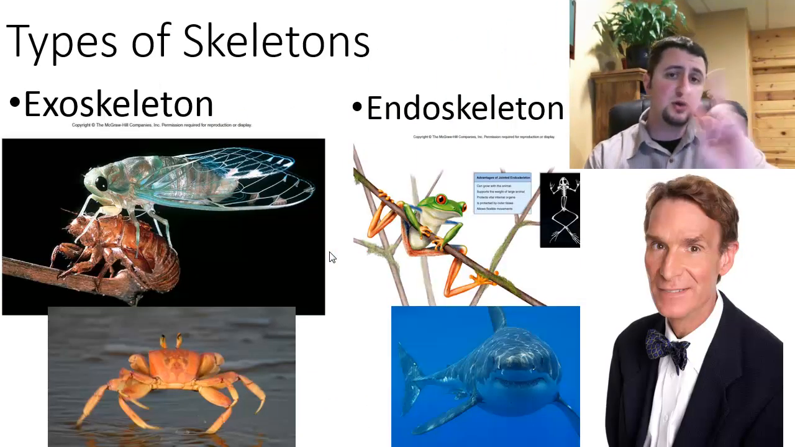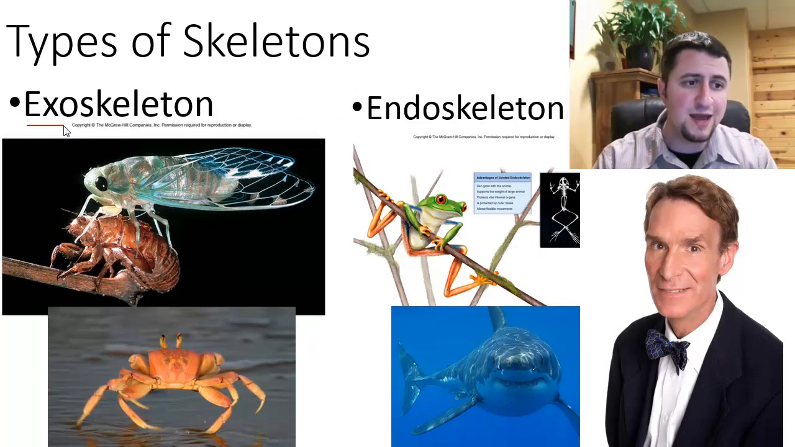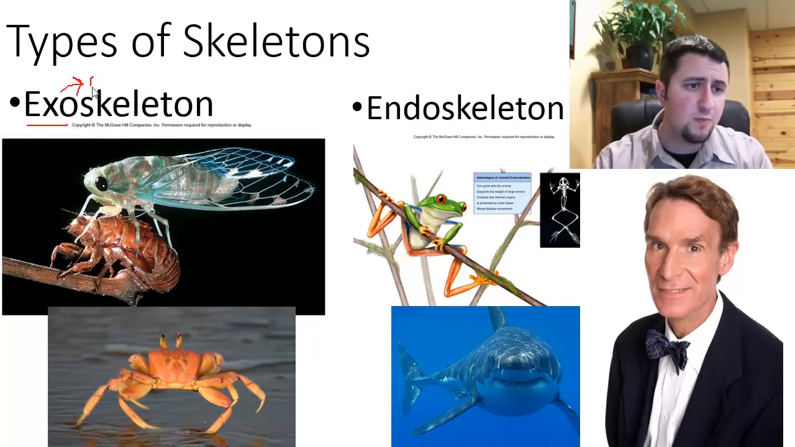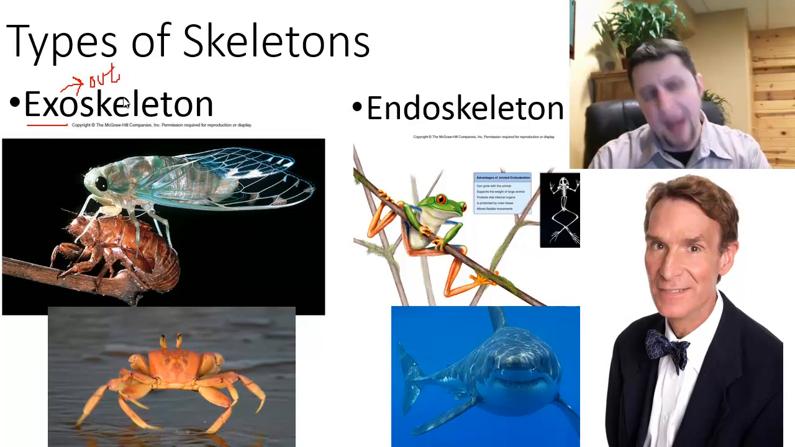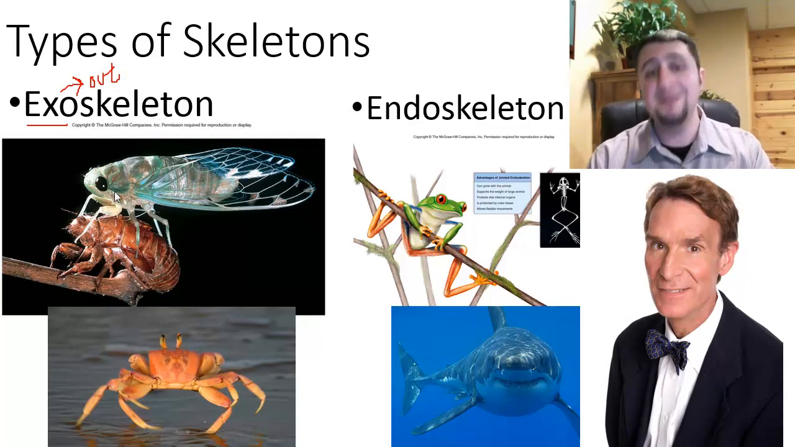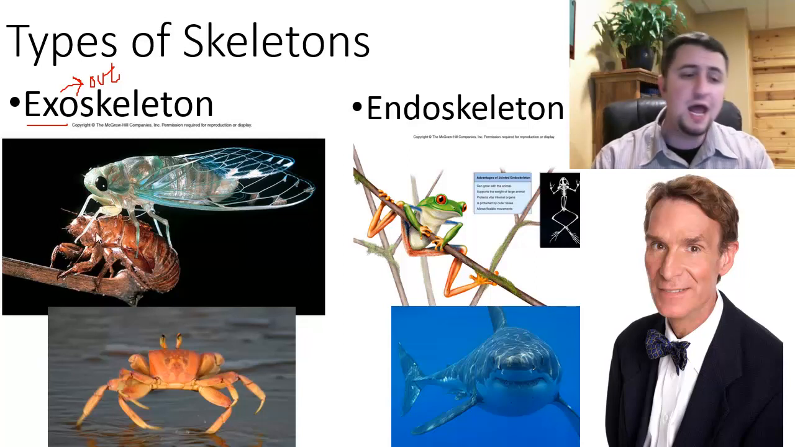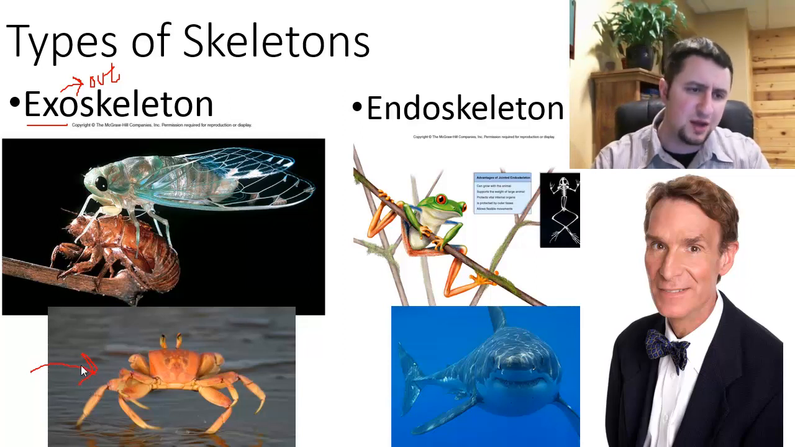Now, there are two types of skeletons. The first kind is called an exoskeleton. You may have heard of this before. The word exo means out or outside. Organisms that have an exoskeleton, or a skeleton on the outside of their body, are things like insects, bees, ants, butterflies, whatnot. Also crabs. Crabs have an exoskeleton.